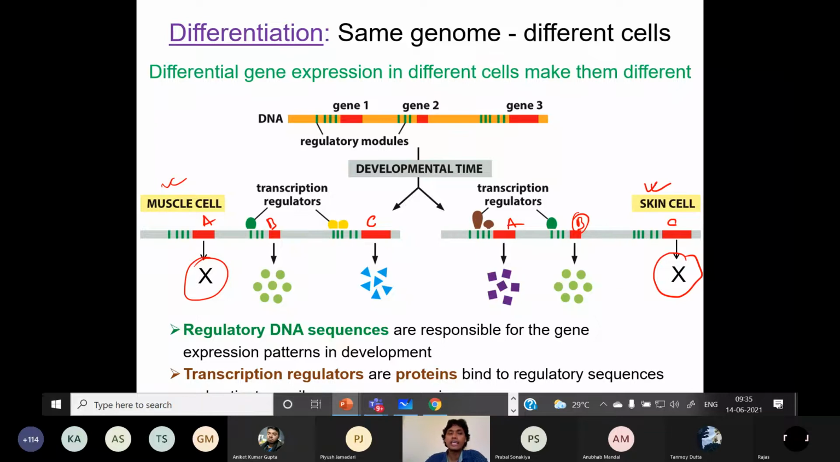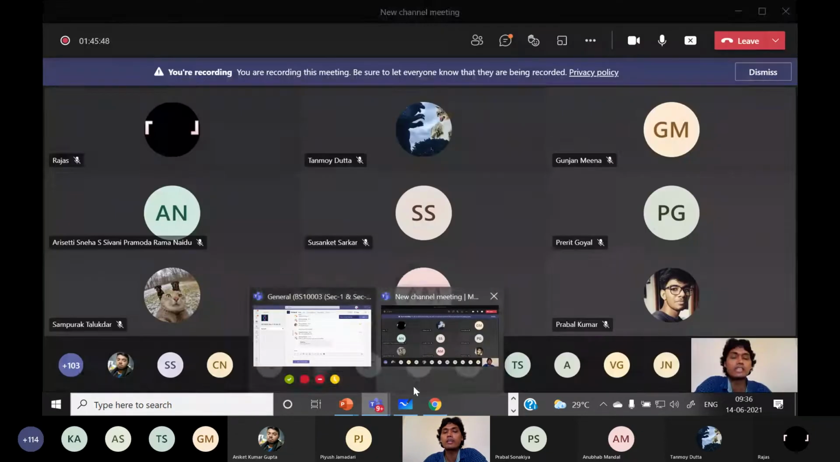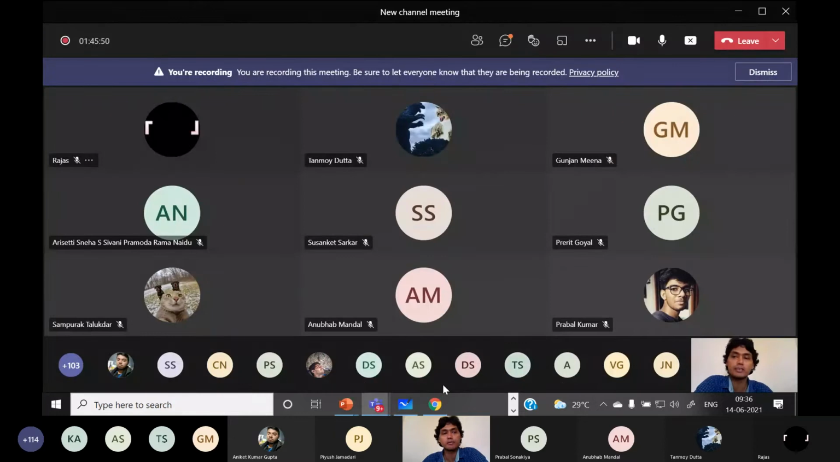And as a result of that, this kind of differentiation happens when we grow up, like from zygote to embryo. When we develop, during that time this takes place. So is it clear?